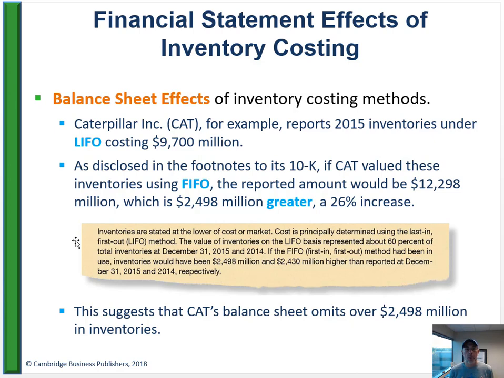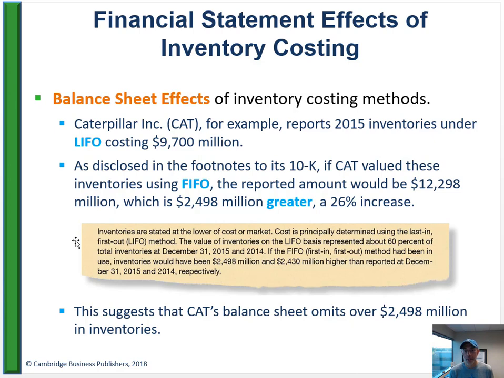Now, stop and think about what this means. Caterpillar's using the LIFO inventory costing method. If they had used FIFO, then their inventory balances would have been approximately $2.4 billion higher. So in this case, inventory balances are lower. That means that we've sent $2.4 billion worth of inventory over to the income statement as cost of goods sold. So that 2.4 billion has been expensed. That's 2.4 billion in lower gross profit. That's 2.4 billion in lower net profit. That's 2.4 billion that affects earnings per share, and ultimately, probably management comp.